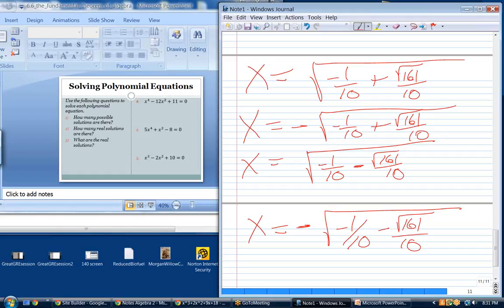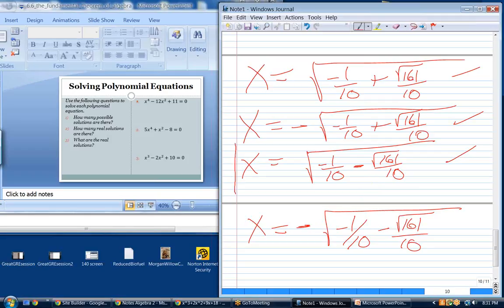Let's see. This is a positive number inside the radical, so this is going to produce real roots. In other words, the square root of 161 is going to be at least a number greater than 1, because this is just 1/10. So these two are going to give you real answers. These two are going to have negative numbers inside the radical sign. These are going to give you answers with I in them.